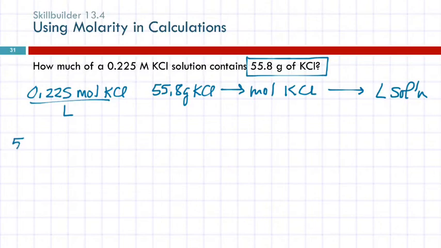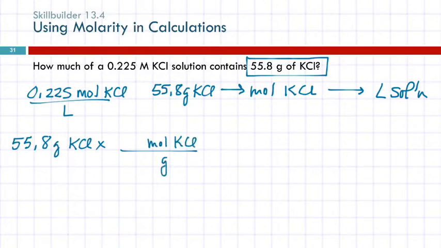Once you have the path, it shouldn't be too bad. 55.8 grams of KCl to moles of KCl. And we're going to have grams down here. And then we're going to have liters divided by moles of KCl. So this is our conversion factor for one of these. Moles to liters, 0.225. So this time it goes in the bottom, 0.225 moles in 1 liter.